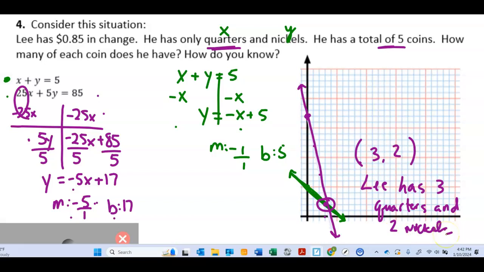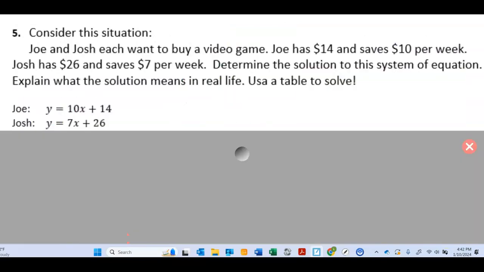Great. Now, this next one, I want you to do a table instead. So Joe and Josh, they each want to buy a video game. Joe has $14 saved and saves $10 per week. Josh has 26, saves $7 per week. When do they have the ability to buy their games? At what week are they able to buy it with games? Now we're going to use a table this time.